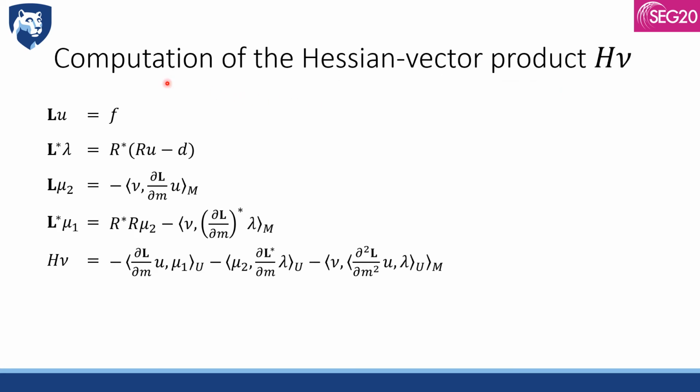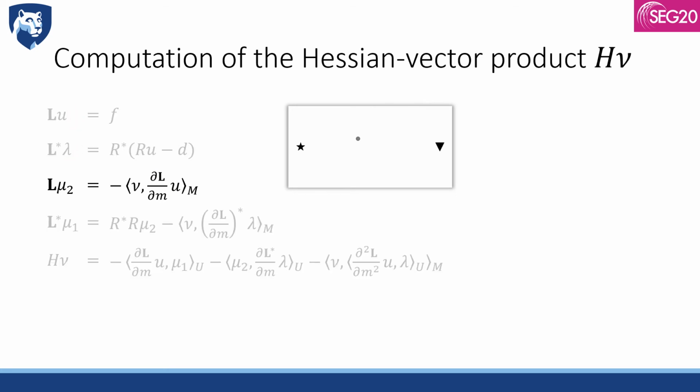Then let's move on to the second-order adjoint state method to compute the Hessian-vector product H nu for an arbitrary model space vector nu. To illustrate, we consider the case where nu has only one non-zero value that represents a velocity perturbation right here. Similarly, the computation of H nu can be formulated by 5 equations. The first 2 are the same, simulations to get the forward wave field u and the adjoint wave field lambda. The third equation is to simulate the second-order forward wave field mu2.